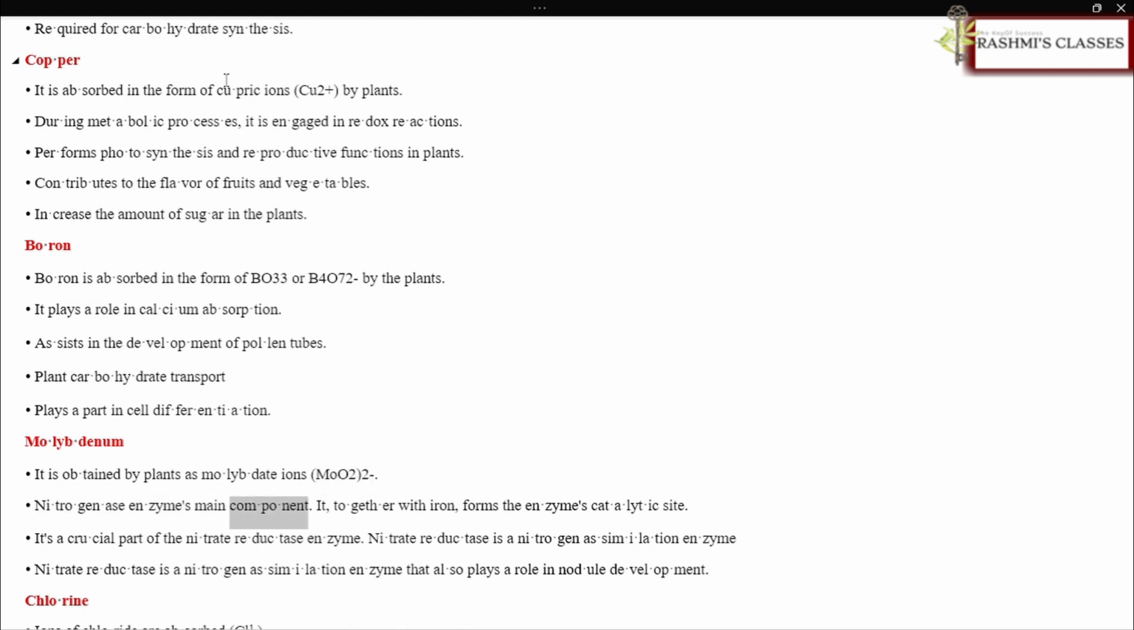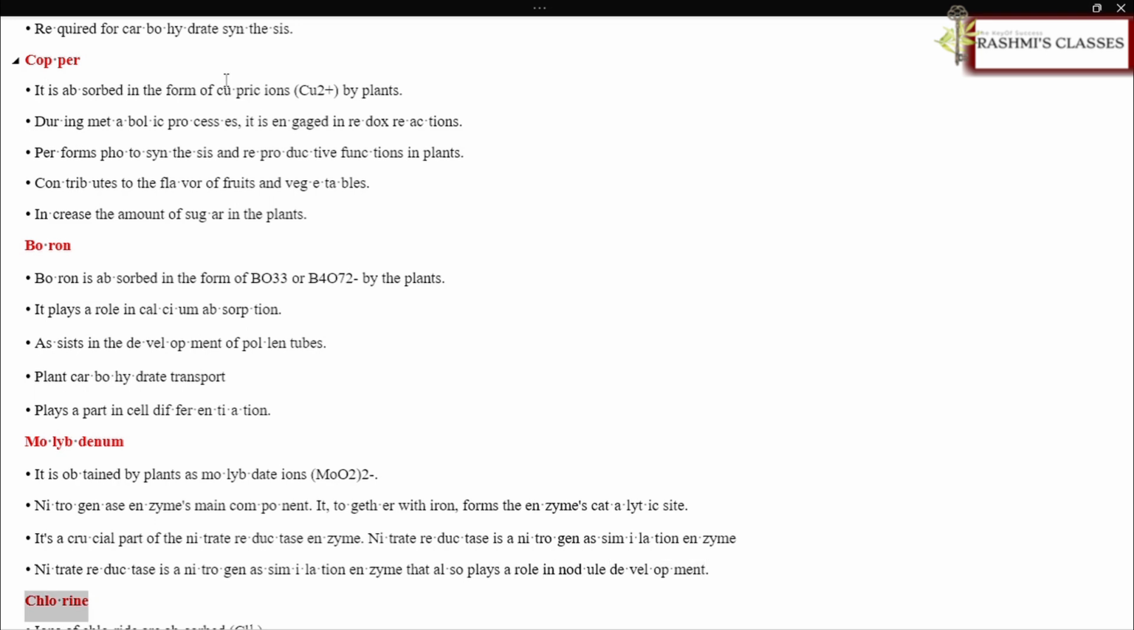Molybdenum is the nitrogenase enzyme's main component. Together with iron, it forms the enzyme's catalytic site. It's a crucial part of the nitrate reductase enzyme. Nitrate reductase is a nitrogen assimilation enzyme that also plays a role in nodule development.